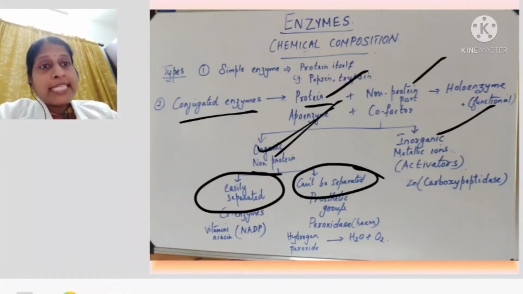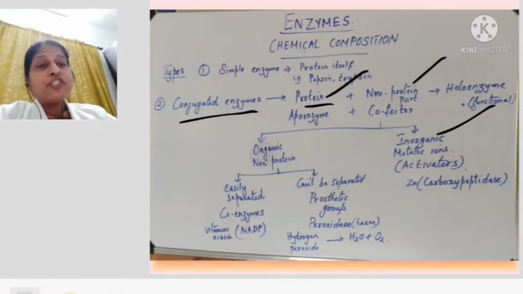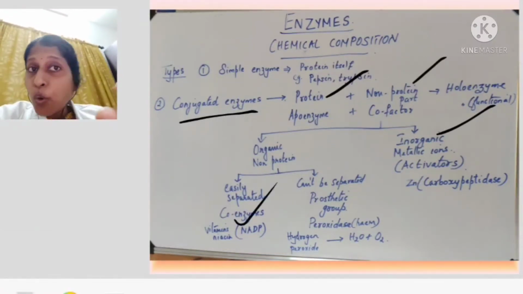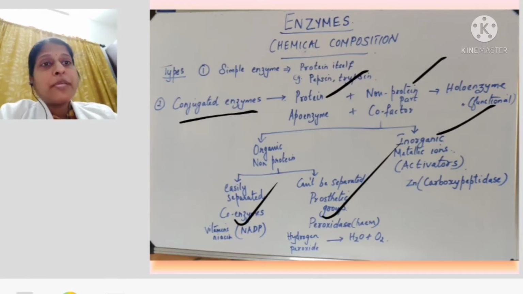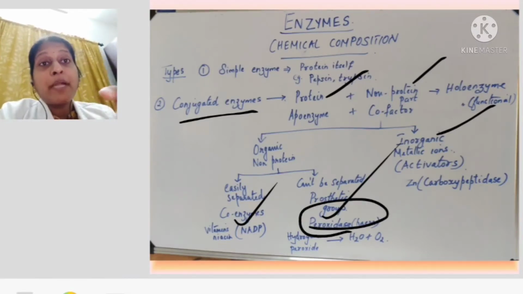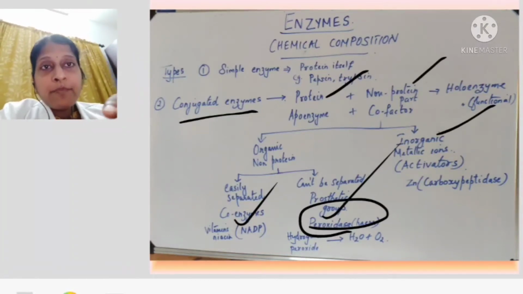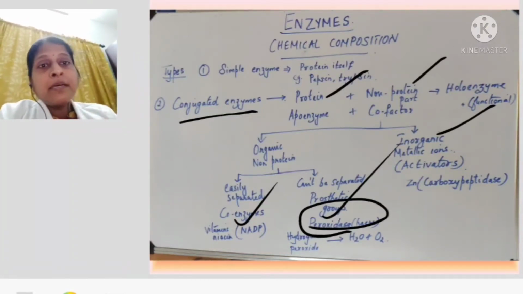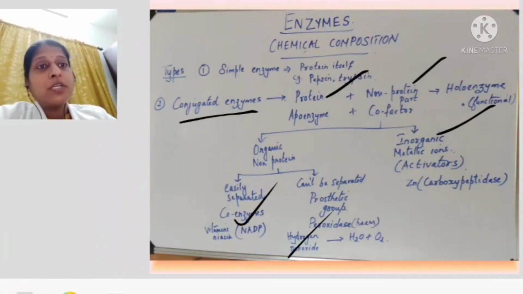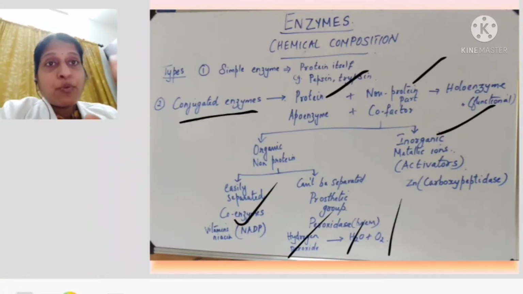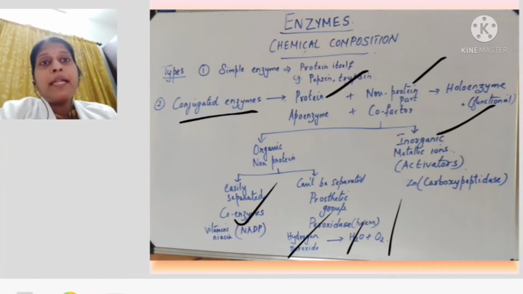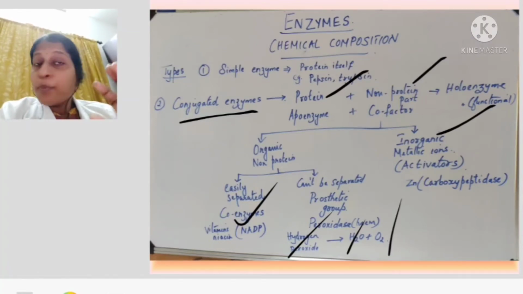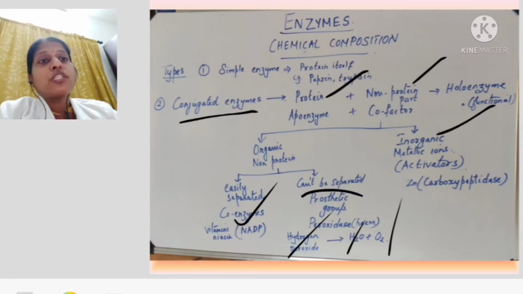Example for the separable part, which you can easily separate out, we call coenzymes. Which cannot be separated is the prosthetic group. An example of a prosthetic group is peroxidase. This peroxidase contains a non-protein part, the heme part. This heme prosthetic group helps in the reaction where hydrogen peroxide is broken down into water and oxygen by the enzyme peroxidase. It contains a heme part, so that heme part is the non-protein part of the protein enzyme. So this prosthetic group is another one.